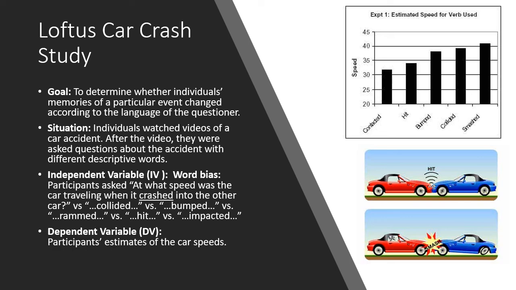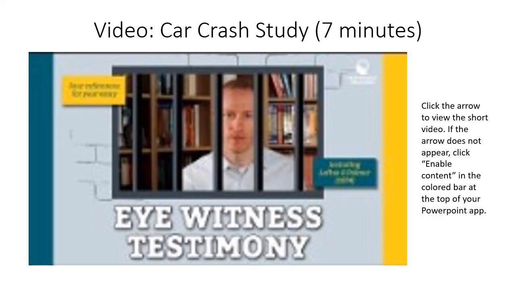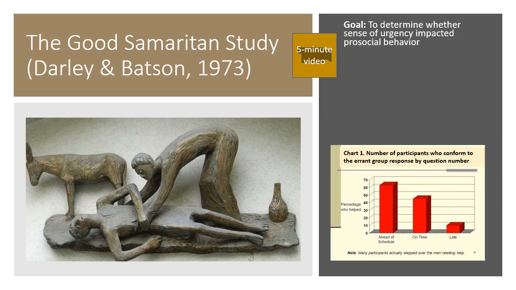And so the dependent variable was the estimates of the car speeds that they thought depended on the words that were used in the questioning. And this became important in understanding eyewitness testimony. And there's that video.